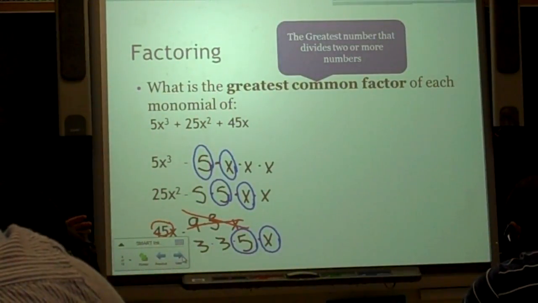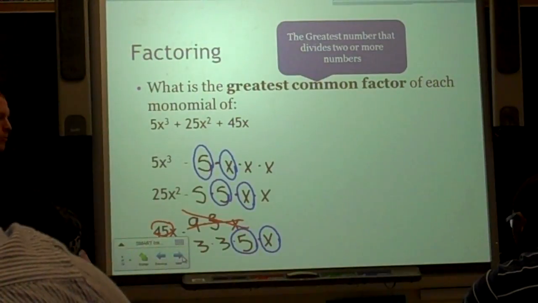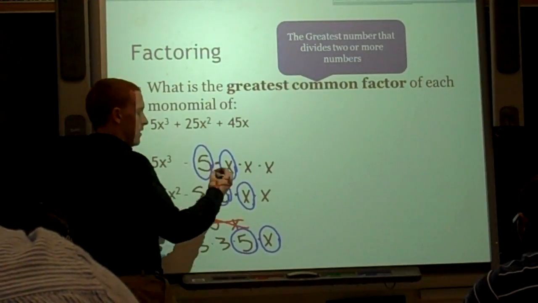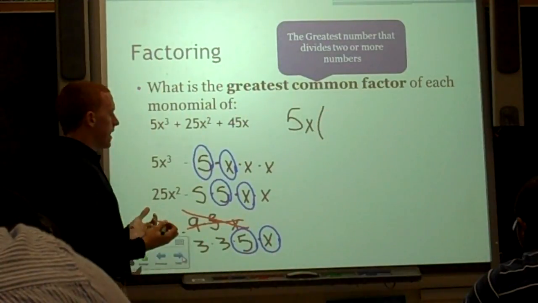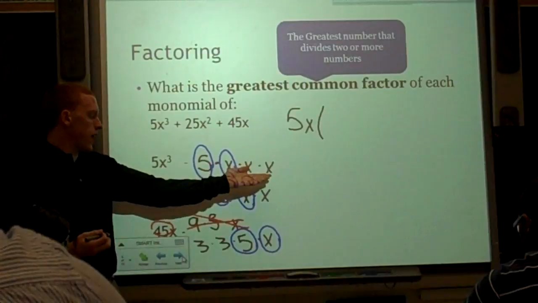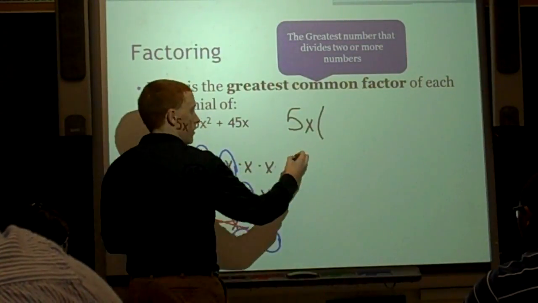So now I found the greatest common factor. What is the greatest common factor of these 3 monomials? 5x. Okay, now this is where I'm going to claim that this is how I undistribute. So I have 5x times what's left over. So in this first case, what do I have left over? x squared. I have x squared.